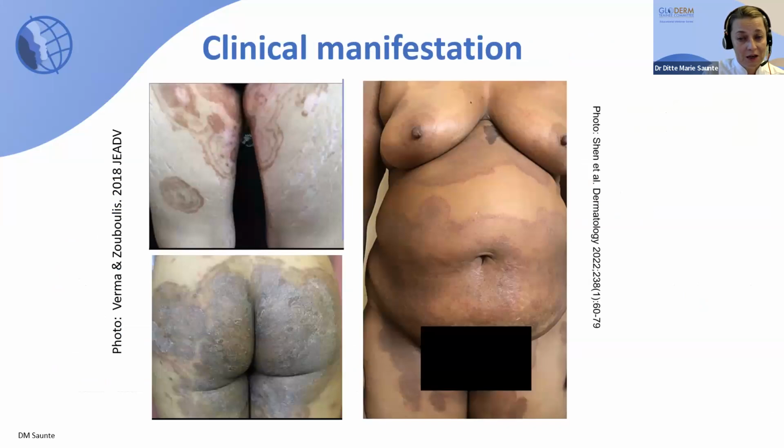So this is just how it looked in the publications by Shyam Verma. And just to show you here, these are very, very widespread infections which are covering the patients, very severe, much more severe than we are used to seeing.